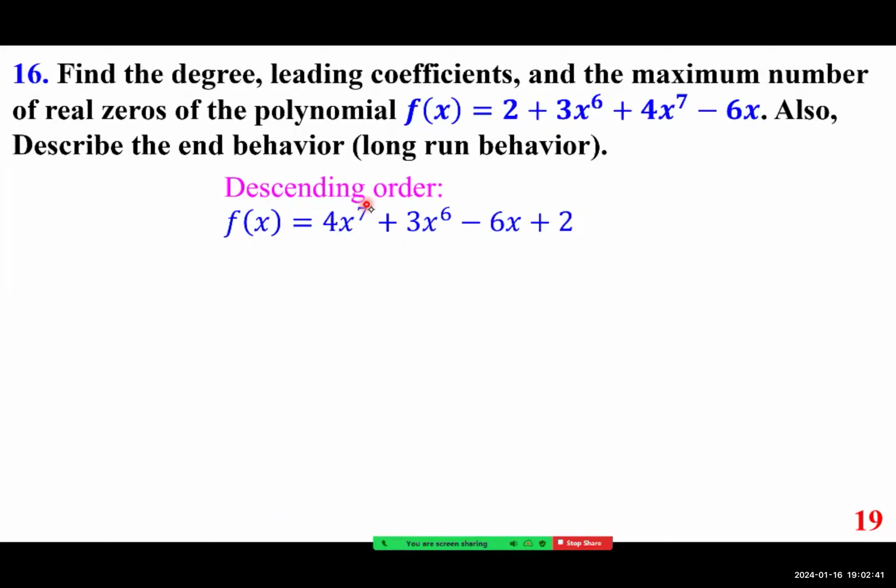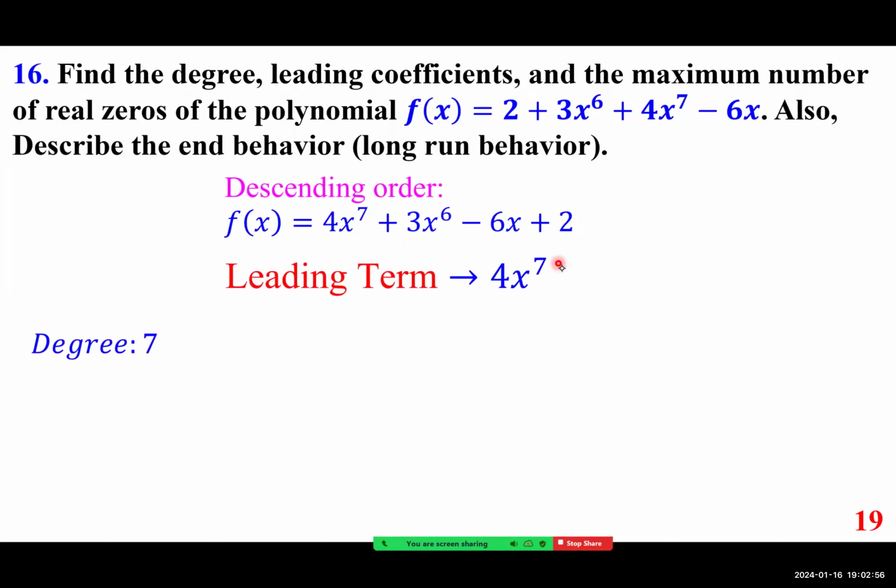We know the degree is 7. And the leading term is 4x to the power of 7. And that means degree is 7. And that means 4 is the leading coefficient. And because the degree is 7, the maximum number of real zeros must be 7.